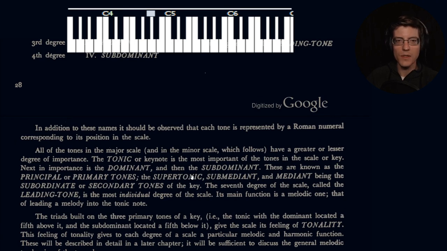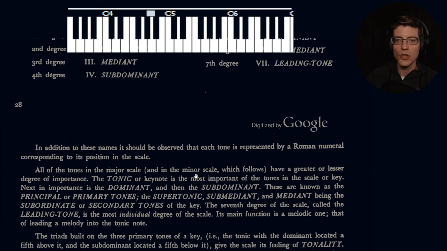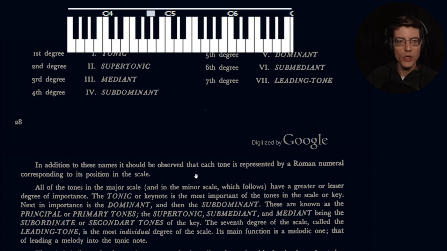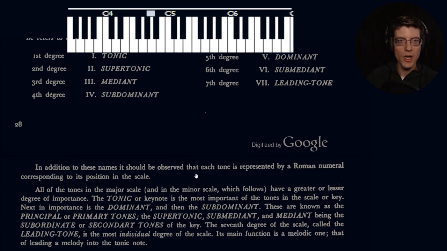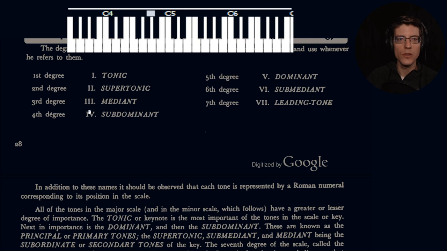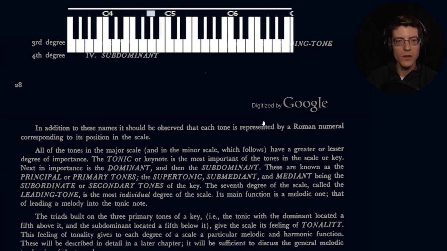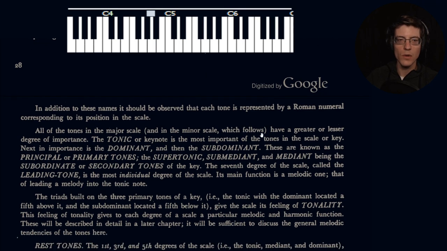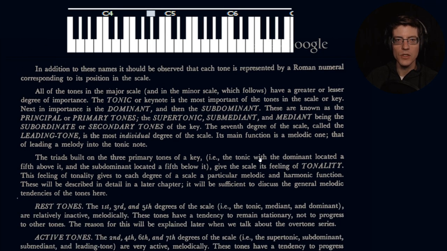In addition to these names, it should be observed that each tone is represented by a Roman numeral corresponding to its position in the scale: 1, 2, 3, 4, 5, 6, and 7. All of the tones in the major scale and in the minor scale which follows have a greater or lesser degree of importance. The tonic, or keynote, is the most important of the tones in the scale, or key. Next in importance is the dominant and then the subdominant.